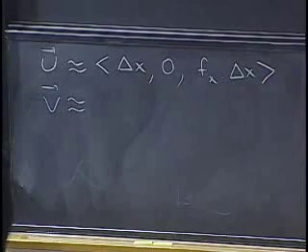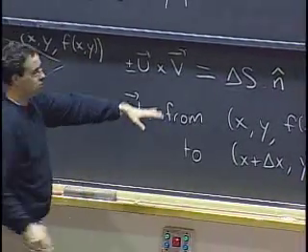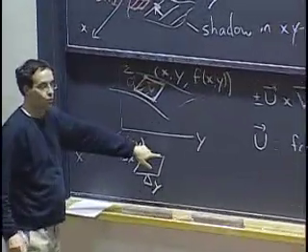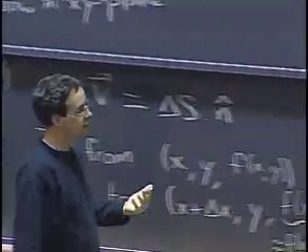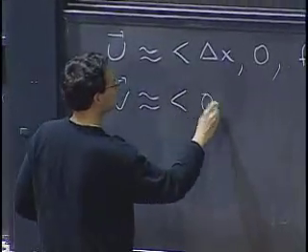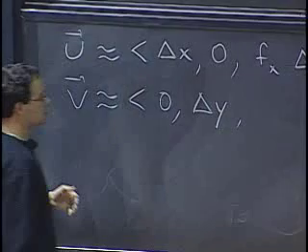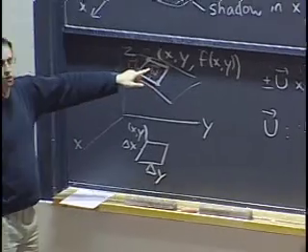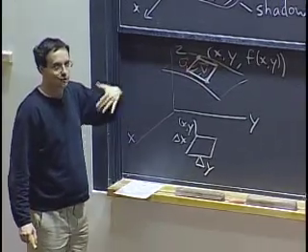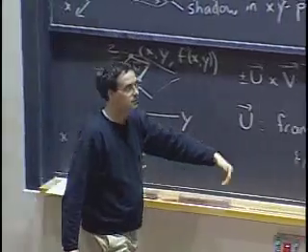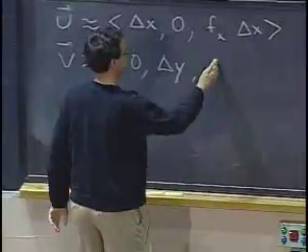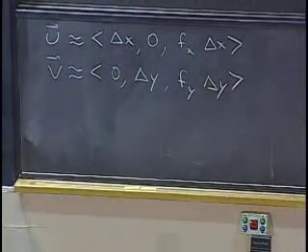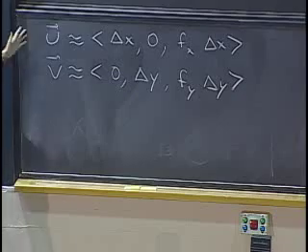Now, what about v? Well, v works the same way, so I'm not going to do all the details. When I move from here to here, x doesn't change, and y changes by delta y. So in the x component, nothing happens. The y component changes by delta y. What about the z component? Well, f changes by f sub y times delta y. That's how f changes if I increase y by delta y. OK, so I have my two sides.